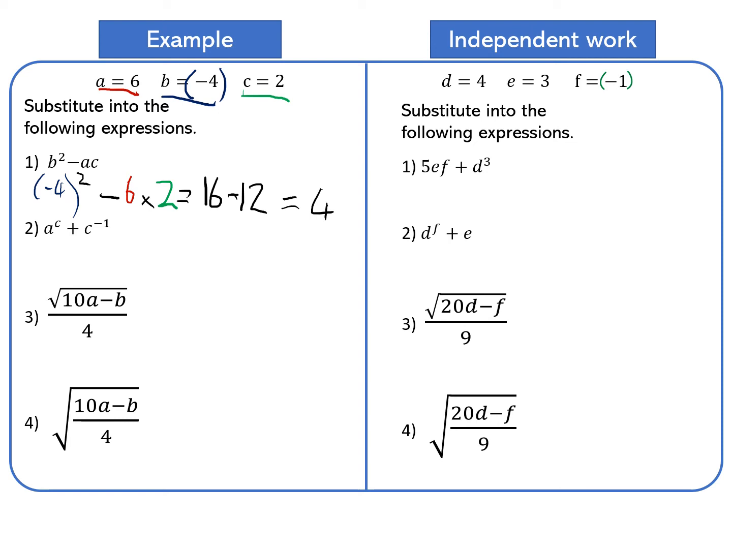Question 2, we've got A is 6 and C is 2 plus, again we've got C is 2 to the power of minus 1. 6 squared is 36 plus 2 to the power of minus 1. That's the reciprocal of 2, so it's 1 over 2. So that's just going to be 36 and a half.